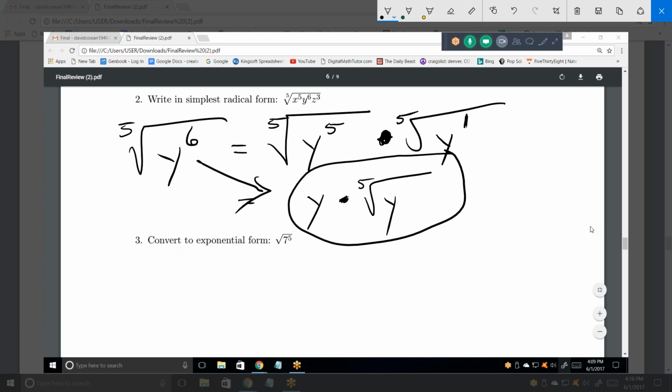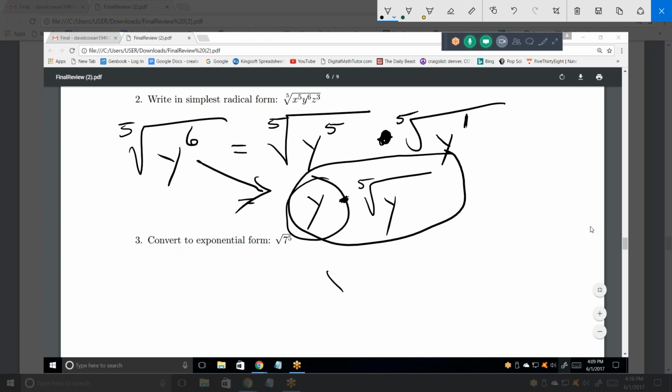And the goal here is to always pull out either a whole number or a whole variable. Notice that I was able to pull out a complete y. So that would be the answer, y times 5y? Not 5y, it's y times the fifth root of y. Yeah, that's what I meant.